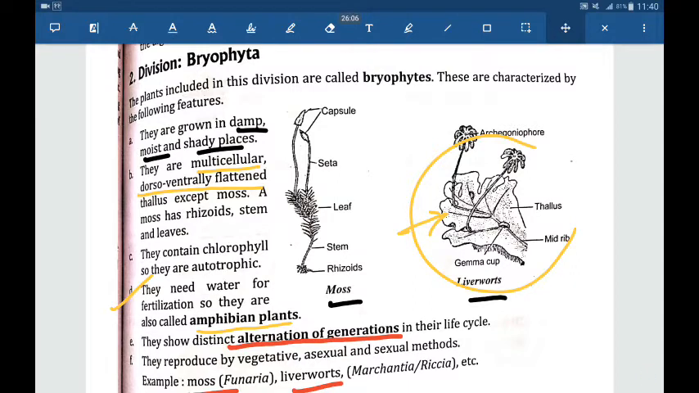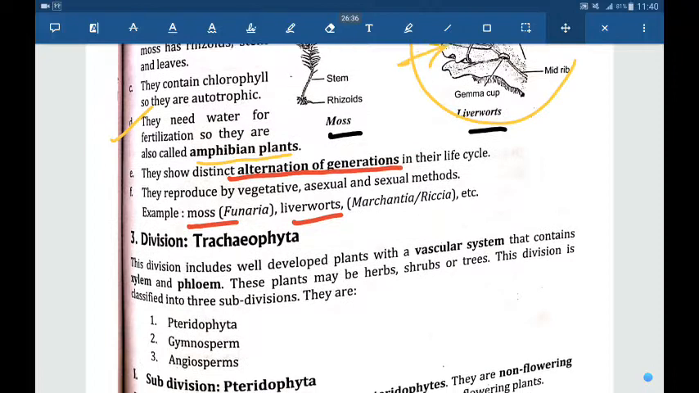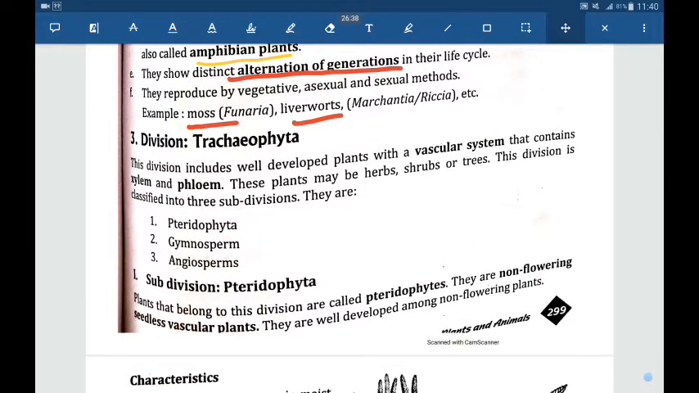They need water for fertilization, so they are called amphibian plants. Remember, sometimes a question can be asked: are Bryophyta called amphibian plants? What is your answer? Yes, because they need water for fertilization. And next, they show clear alternation of generation. In their life cycle, there is sexual reproduction as well as asexual reproduction.